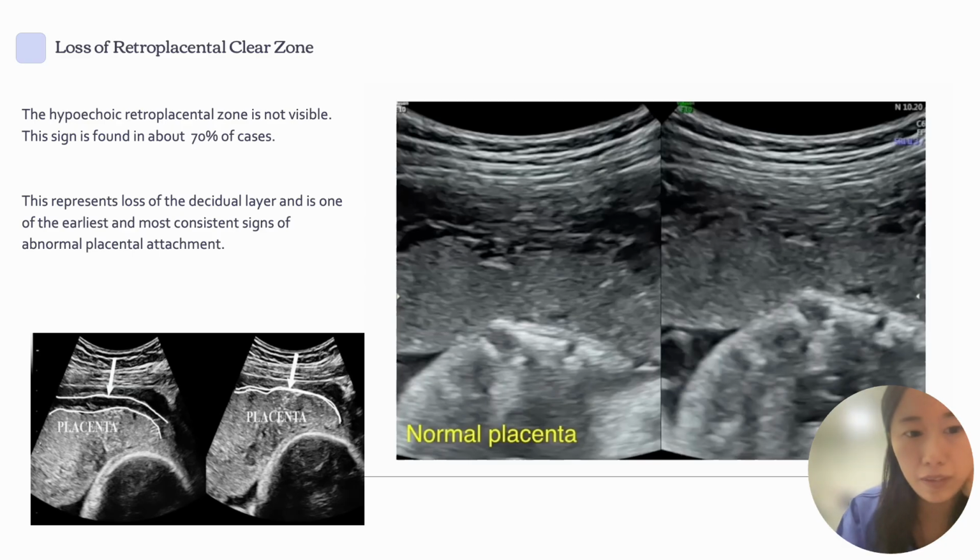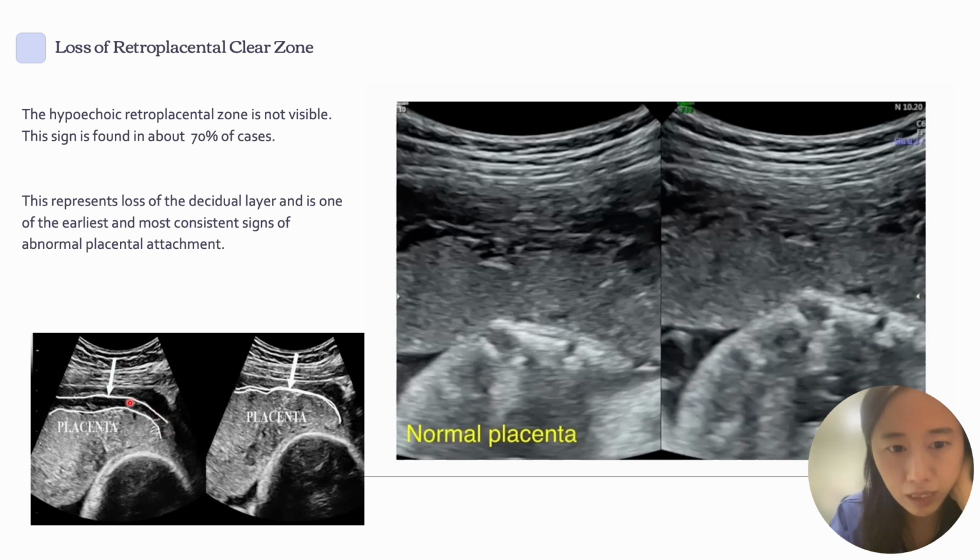So let's get to the more interesting stuff. Start with images. Loss of retroplacental clear zone. So what is this clear zone? It is this little black area, the hypoechoic retroplacental zone. In a normal placenta, we should see it.